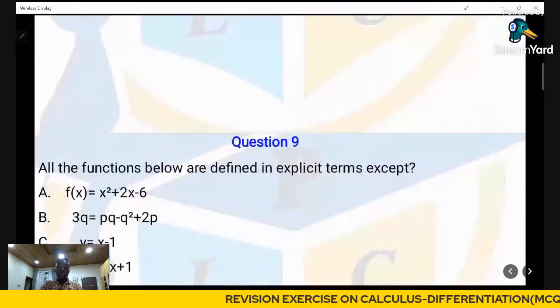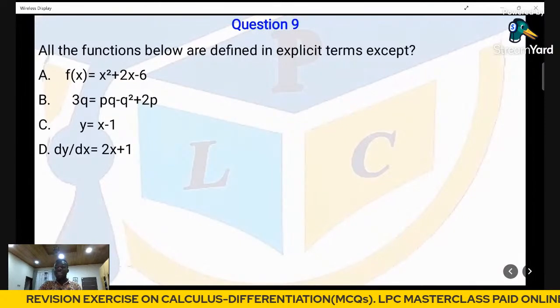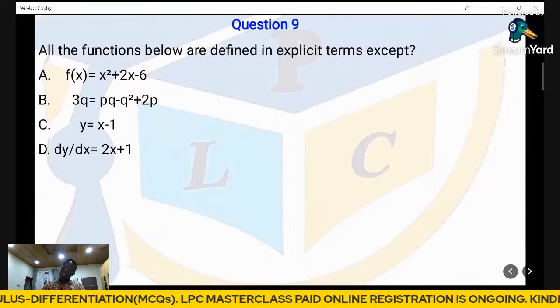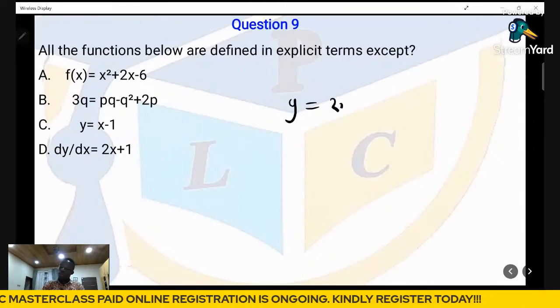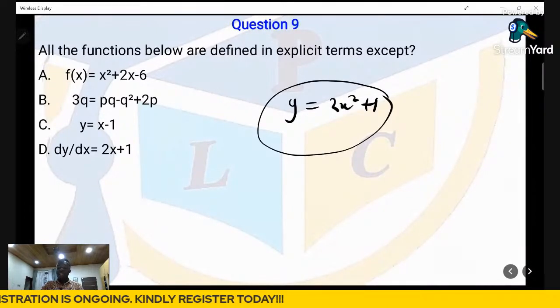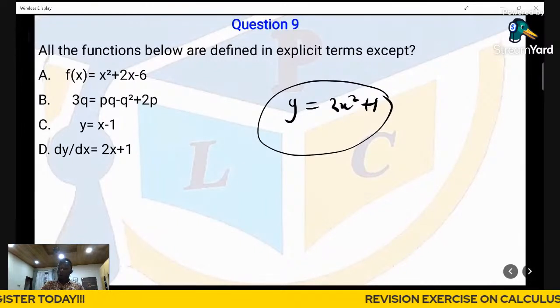So that's question 8. Then we move on to question number 9. All the functions below are defined in explicit terms. When we talk about explicit terms, this is what we mean. For example, I have a function, say y is equal to 2x squared plus 1. This function is called in its explicit form. By explicit, we mean that we have one variable on one side and another variable on the other side.